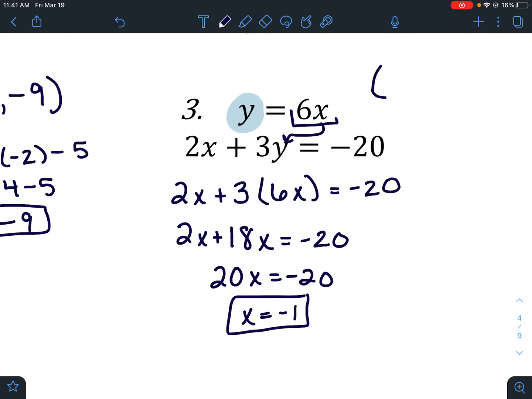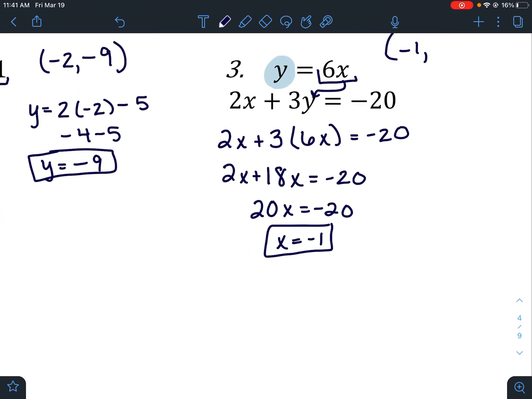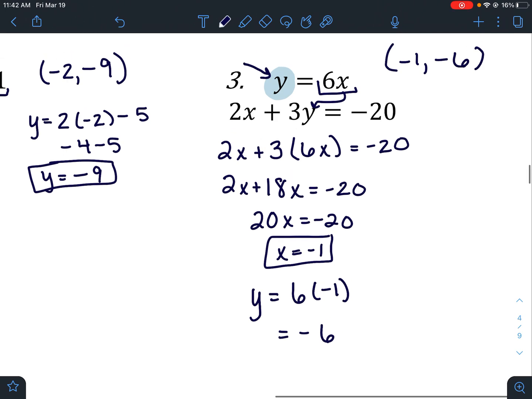So again, going back to my point, my x is negative 1. And we're going to plug it in. Obviously, the easiest one is this top one, so let's plug it in. y equals 6 times negative 1, which means y equals negative 6. So put that in that y spot. My final answer, negative 1, negative 6. I'm going to box that just so I remember.